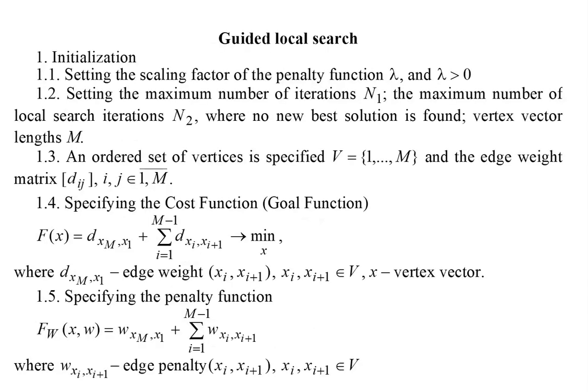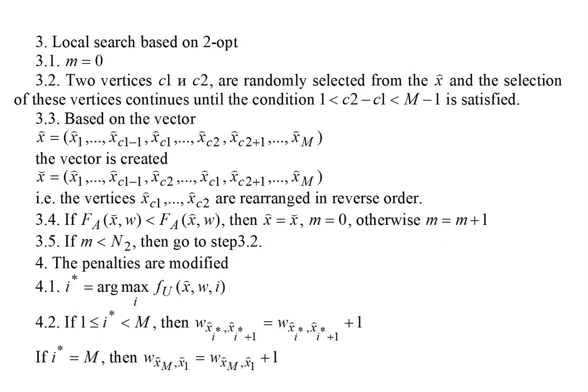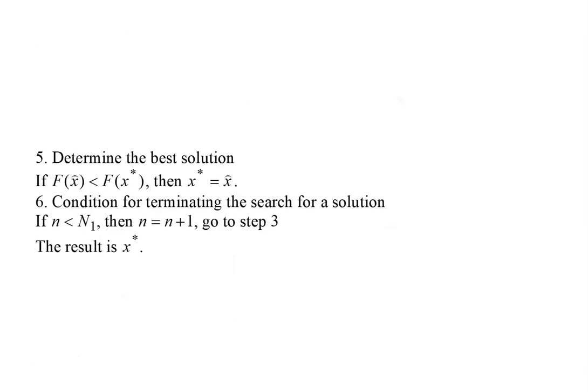Guided local search. Initialization. Iteration number n equals to 1. Local search based on 2-opt. The penalties are modified. Determine the best solution. Condition for terminating the search for a solution.